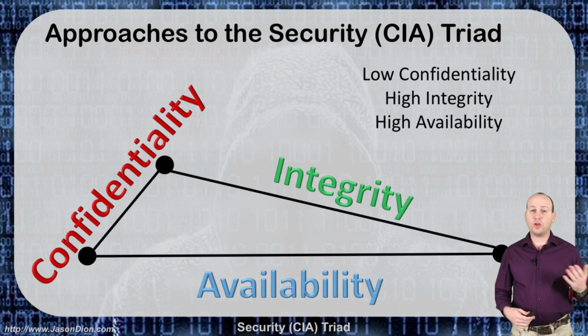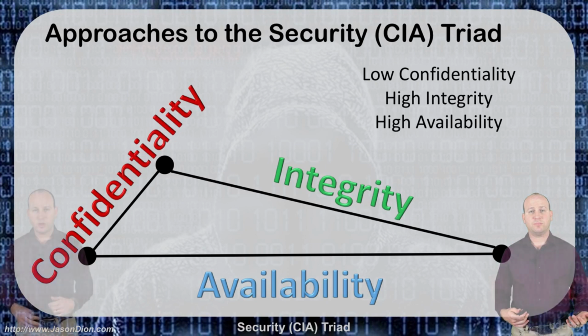Another way to look at this is where we have low confidentiality but high integrity and high availability. A good example of that would be a website. For example, if you go to my website, I want you to be able to see the images and the text that I put up there, meaning that it has good integrity, that it hasn't been changed. But I also want it to be highly available. I want anyone to be able to get to it. There's no usernames needed, there's no passwords needed, because I just want you to be able to view it. So in this case, I have very low confidentiality, but high integrity and high availability.